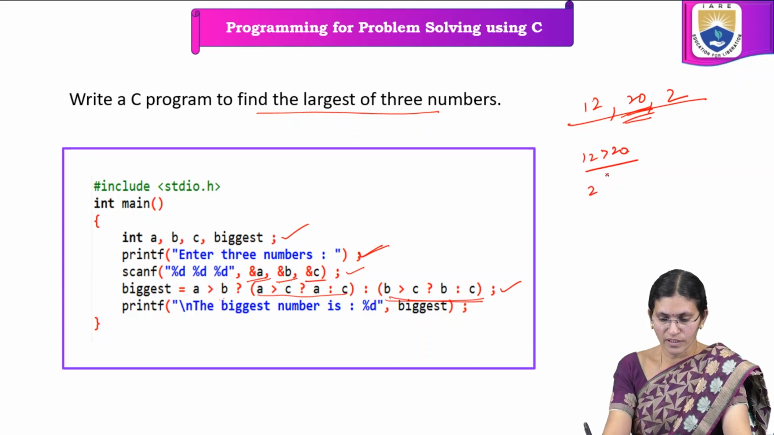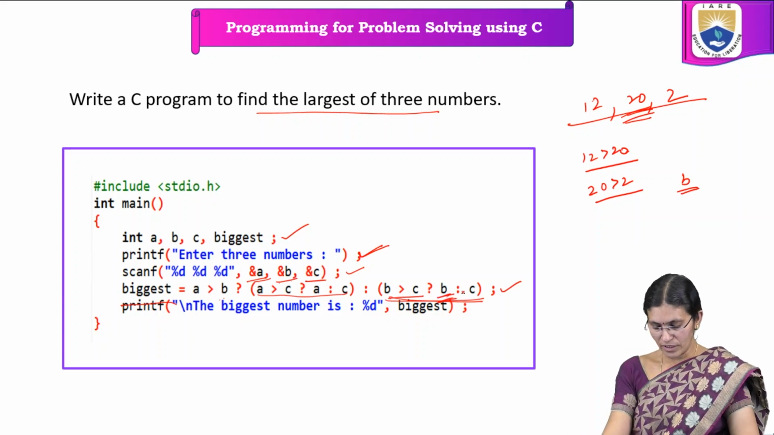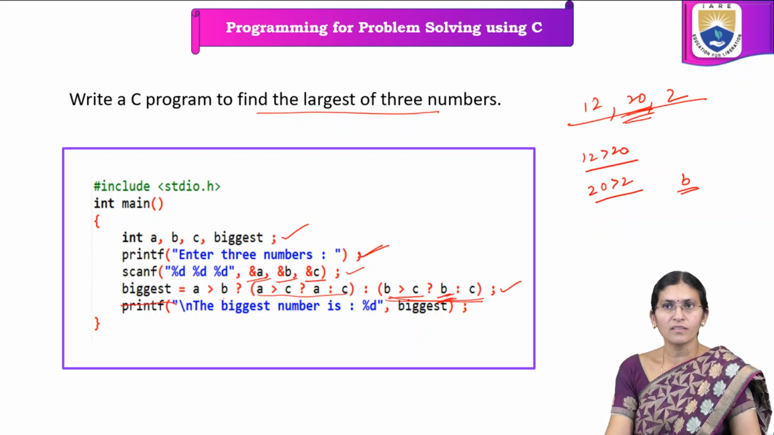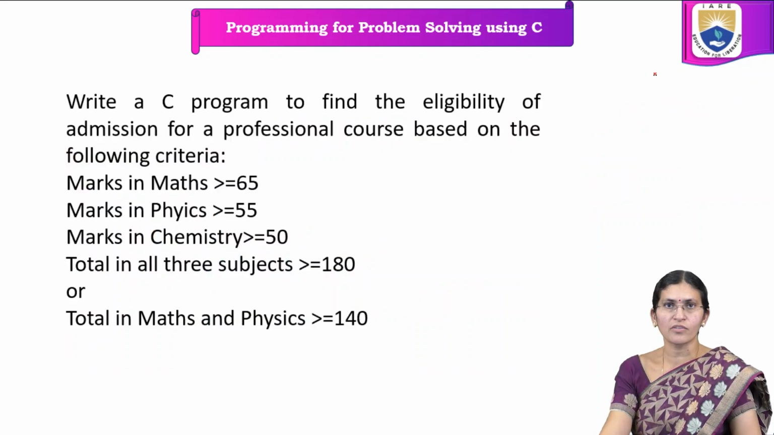Again it will check whether B is greater than C. 20 is greater than 2, so this statement is true. When this is true, B is the biggest, so the biggest variable is assigned the value of B. In this way, when we run this program and enter these 3 numbers, the output will be 20 is the largest number.